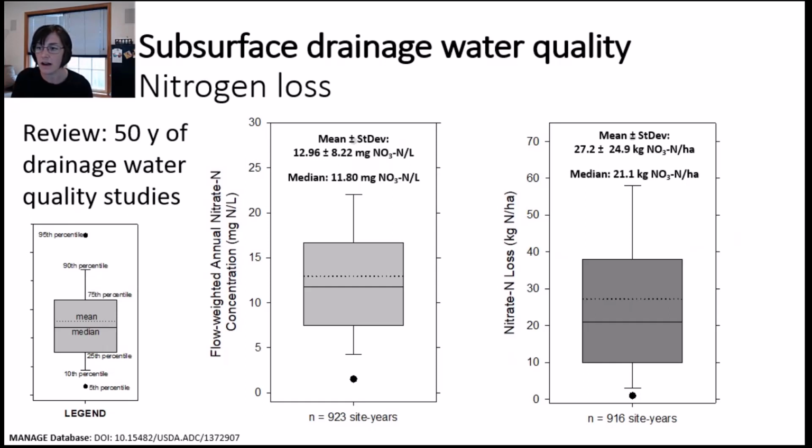Coming back to the graph, the annual nitrate loss in kilograms of nitrogen per hectare, mean was 27.2, median was 21.1. Given what we know about typical nitrogen application rates, rule of thumb application rate around 180 pounds of nitrogen applied per acre. That translates into around 200 kilograms of nitrogen applied per hectare. That means that in terms of nitrogen balance, losing 20 to 30 kilograms of nitrogen per hectare is not insignificant when you think about these as flows in your nitrogen balance. Nitrogen loss is not insignificant.